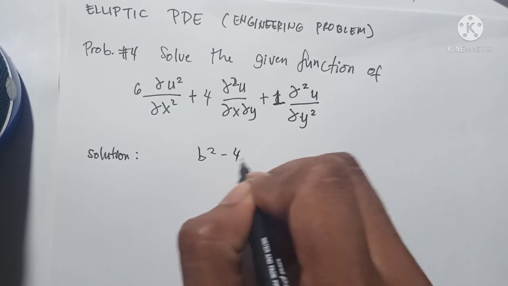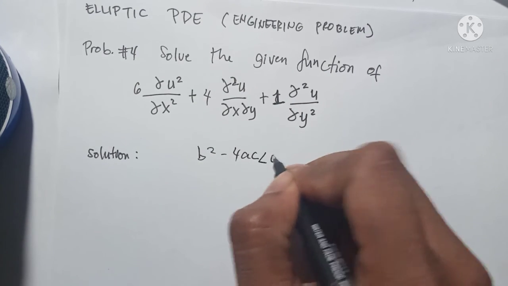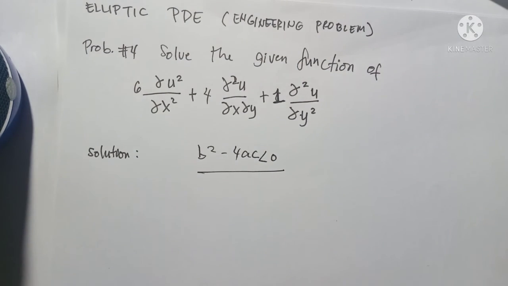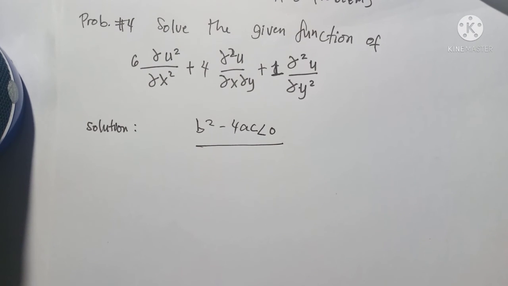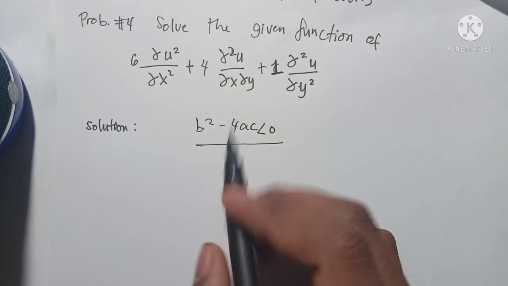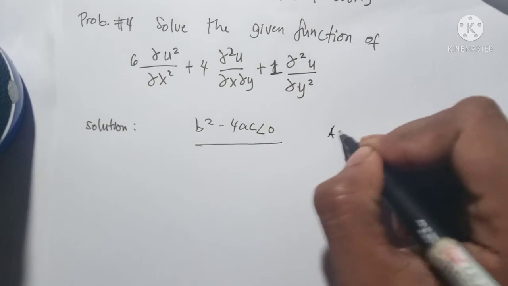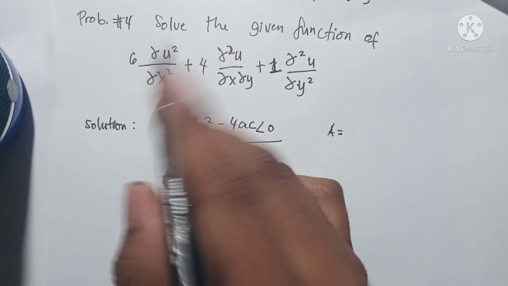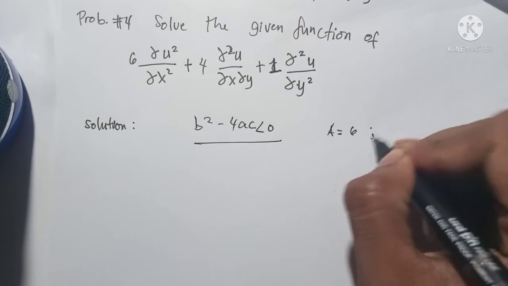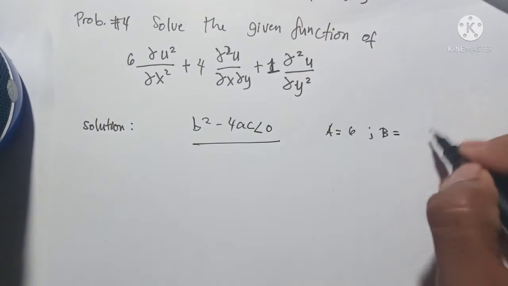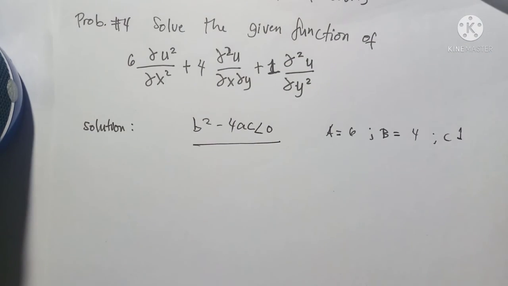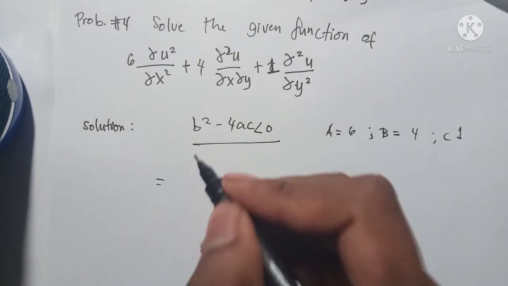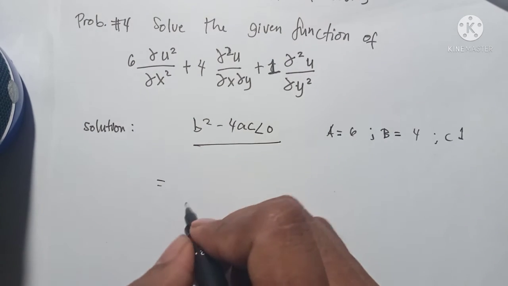So for this, to solve this problem, let's use for the elliptic PDE the formula of b squared minus 4ac is less than 0. So this is the formula for elliptic. So the solution will be, let's substitute the value of a, which is 6, and then b is 4, and then c is 1. So let's substitute the value in the given formula.